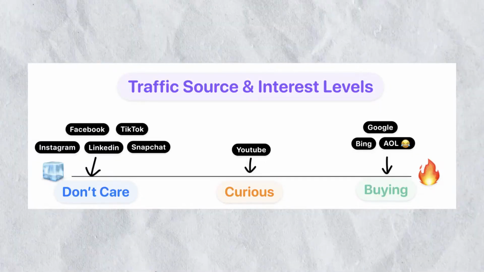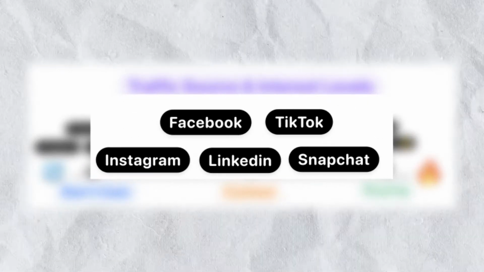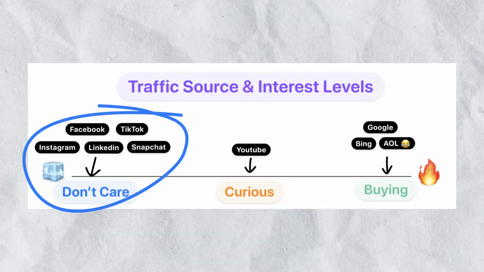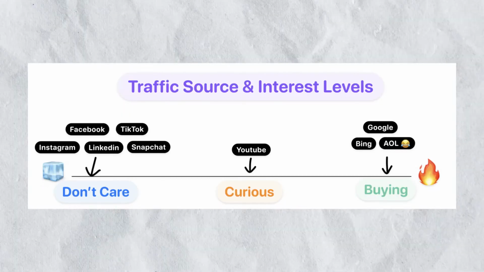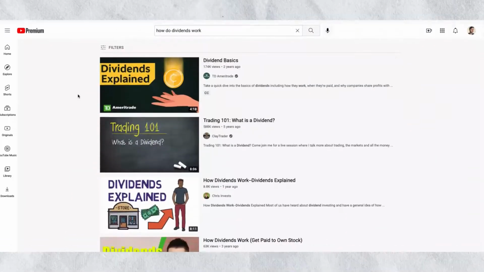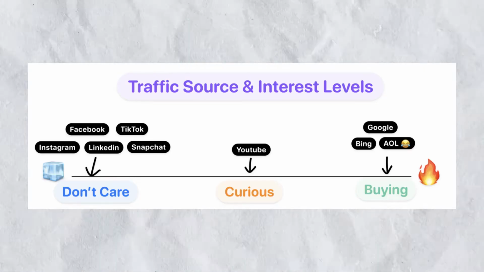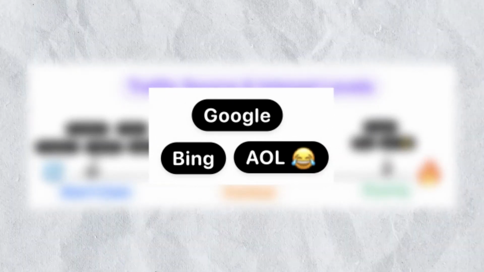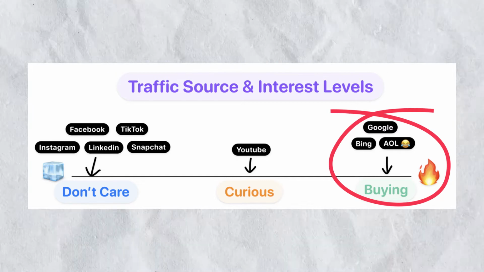So you want to play your averages. Basically, on the platforms like Facebook, TikTok, LinkedIn, Instagram, Snapchat, these people are very cold. They're just scrolling on the platform. They don't really care what you have to offer. Then you have people on YouTube who are going to be watching specific subjects. Say I have some sort of financial software and I want to advertise on people watching videos about how dividends work. That could be a cool audience to advertise my product to. Lastly, you have the buying stage, which are going to be usually search-based platforms. So Google, Bing, AOL, I'm kidding. Just Google mostly. So they're already looking for you, which is 90% of the work.